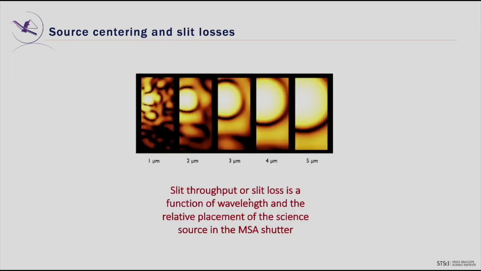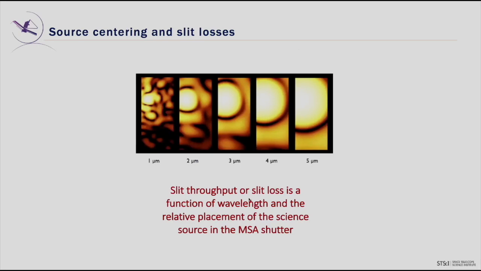So let's talk for a moment about what the margin is going to do. What you're seeing here is five different images of a monochromatic PSF generated at each of the wavelengths shown under the image, and it's cut off by the shutter dimensions. In this sequence of images, the source is actually placed off-center, so you can see what a typical MSA source point spread function would look like. So you can see that the slit throughput is going to be a function of not only the wavelength and the width of the point spread function, but also of the relative placement of the source in the shutter.